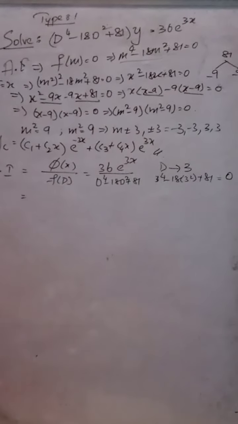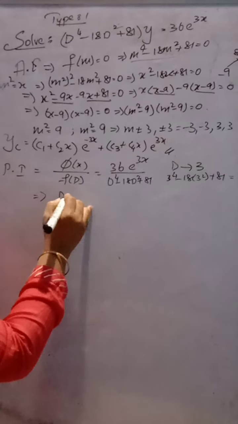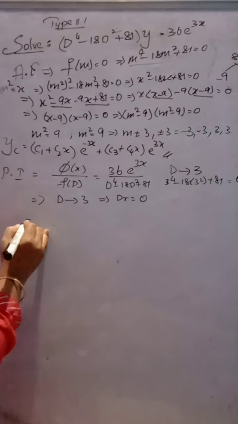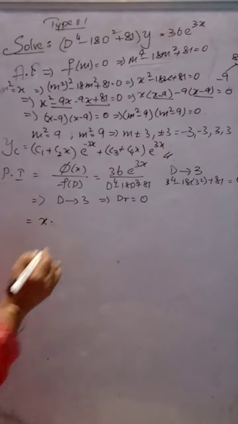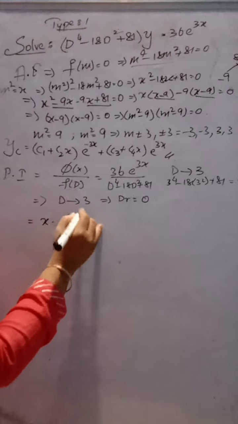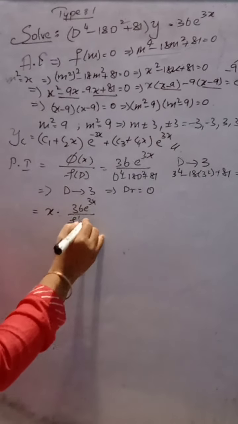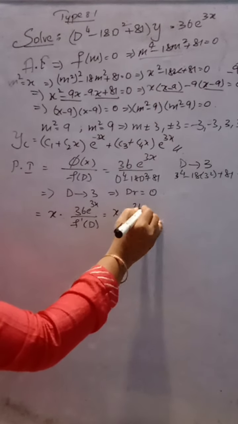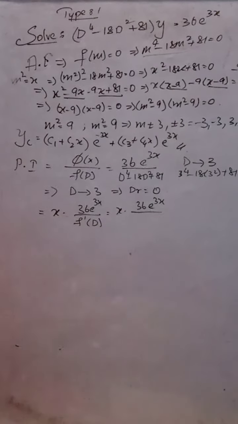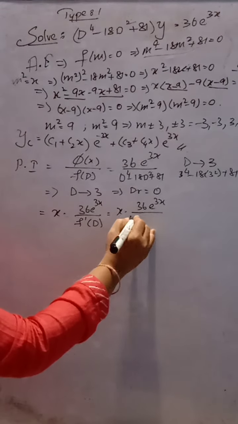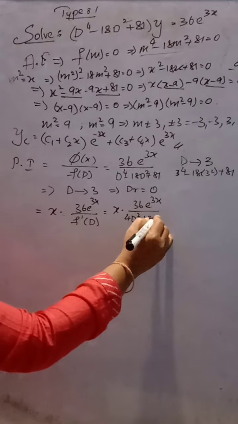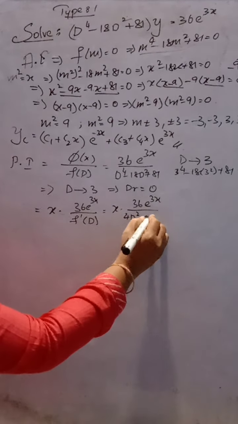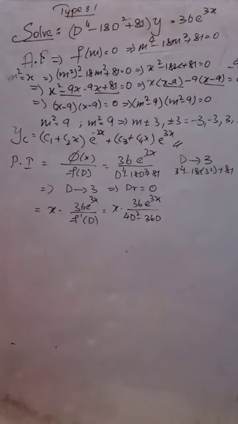The total sum is equal to 0. So d replaced by 3 implies the denominator is equal to 0. Therefore, what are you supposed to do? You take x into 36 e power 3x divided by f dash of d. You need to differentiate the denominator. So it becomes 36 e raised to 3x divided by the derivative, which is 4d cube minus 36d. The plus 81 will not come.